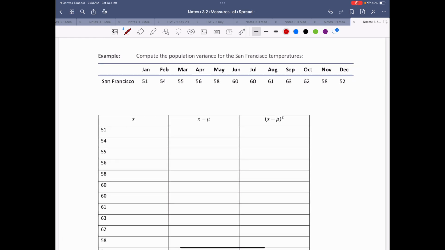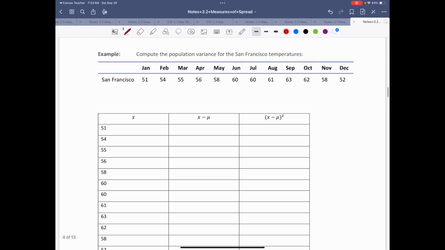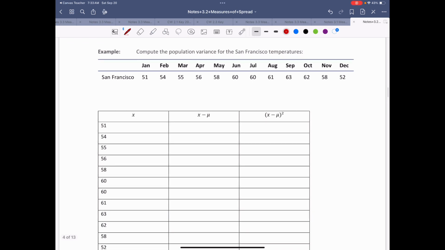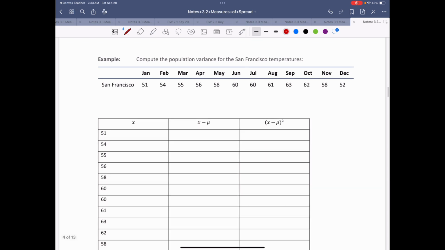All right, and here's our problem. It says compute the population variance for the San Francisco temperatures. And what population variance is, and this is San Francisco, I'm going to do it in blue, it's sigma squared. All right, and here's what I know. I know mu was 57.5 for San Francisco.